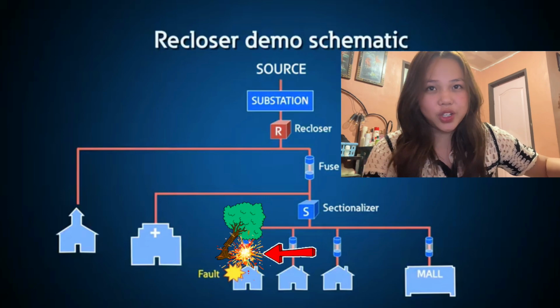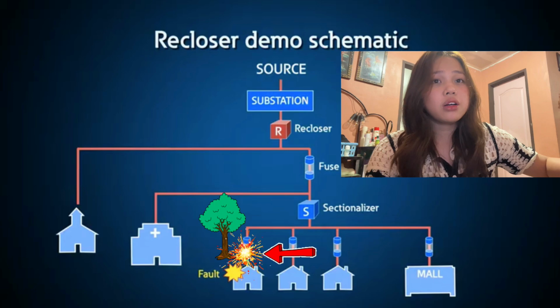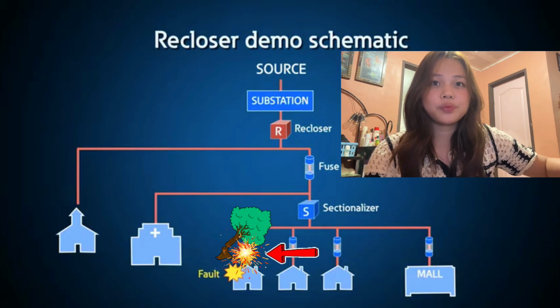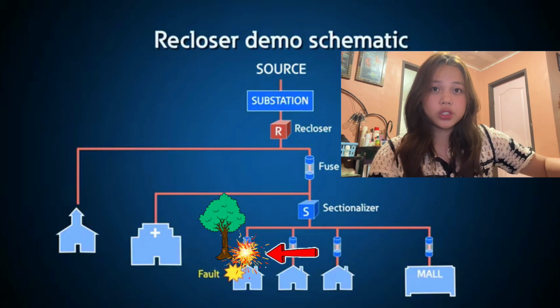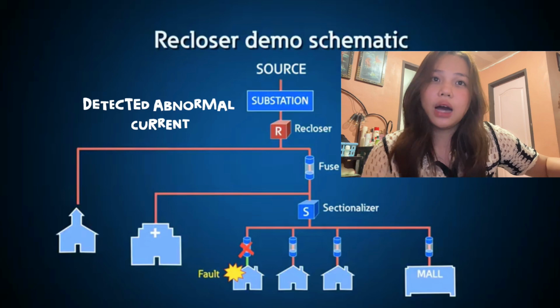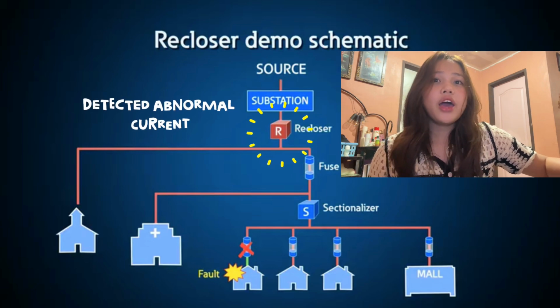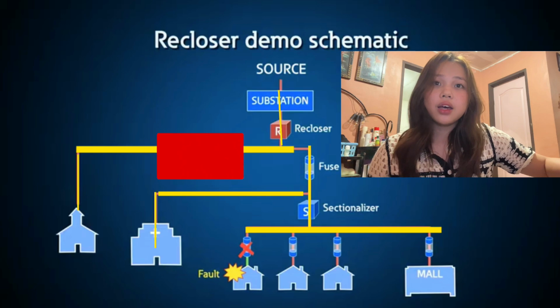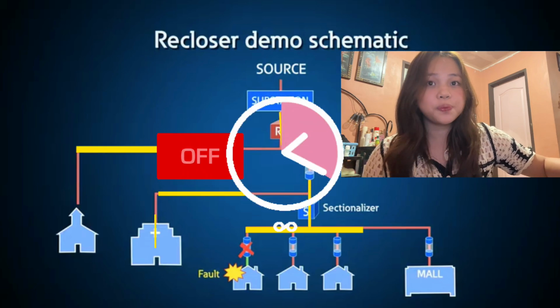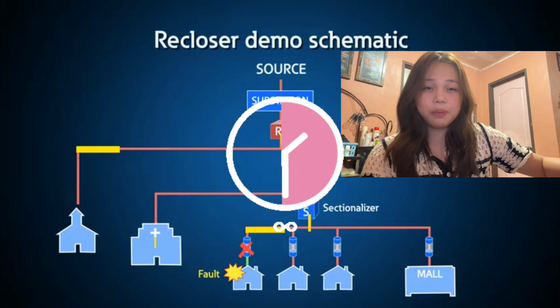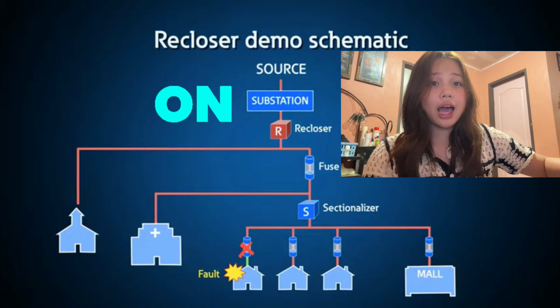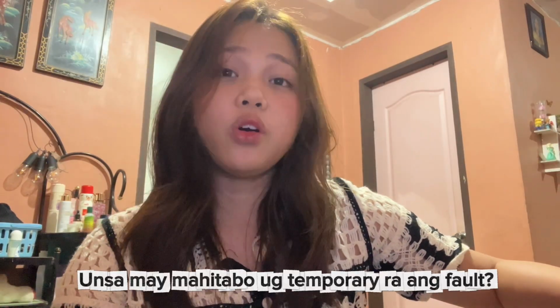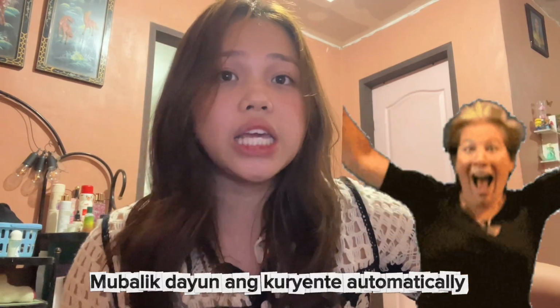Normally, kung walay protection, possible di ba nga mawadaan og kuryente ang tanang consumer. But because na ay recloser, the recloser detect abnormal current immediately. And automatic niya i-open ang circuit, light off briefly, then muhulat siya for a few seconds, and then it reconnects the power automatically. Then the light on again. So, class, unsa may mahitabo kung temporary ra ang fault? If temporary ra ang problem, mubalik dayon ang kuryente automatically.